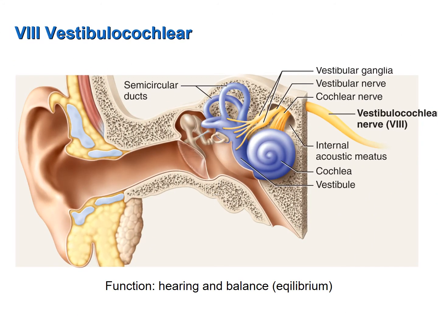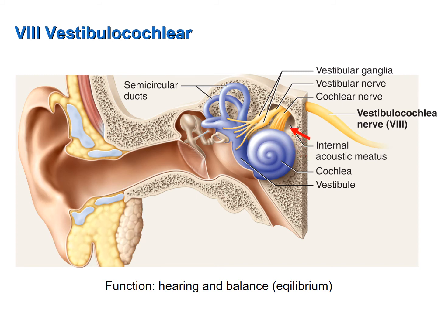Cranial nerve number 8 is the vestibulocochlear nerve. It is responsible for hearing and balance or equilibrium. Both of these senses are found in the ear.